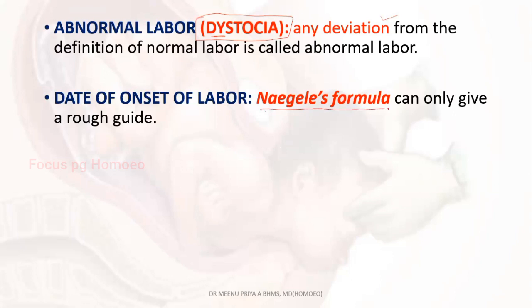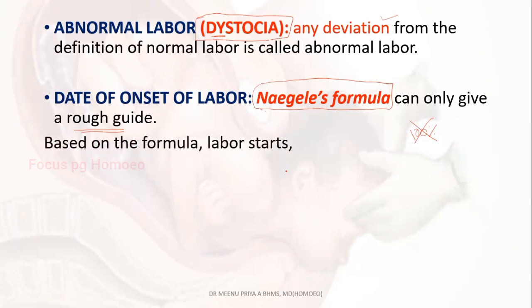It is through Naegele's formula. Even in diagnosis of pregnancy, when EDD had to be calculated, we came across this. Naegele's formula can only give a rough guide as to the date of onset of labor, because EDD means expected date of delivery. This is not 100%, it is not at all 100%. It is just a probability that this could be the date of onset of labor.